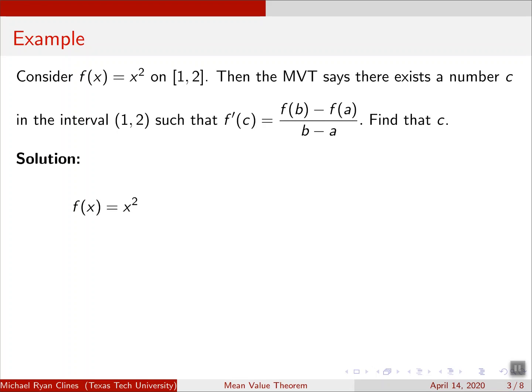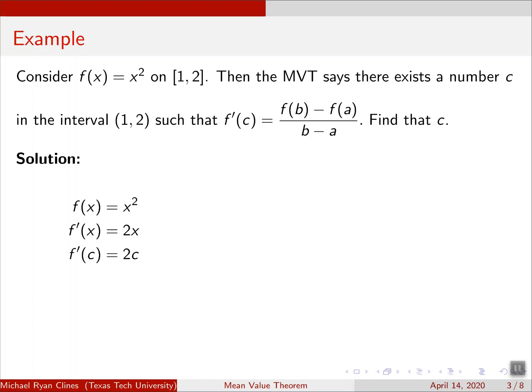What's the derivative of x squared? Well, that's just 2x. But we want to find this value c. We know it exists, but we don't know what it is, but we know it's a number. We know it's in this interval, so we can treat it as such. So we can actually plug it into the derivative and get f prime of c is equal to 2c. This is a specific number. We just don't know what it is.